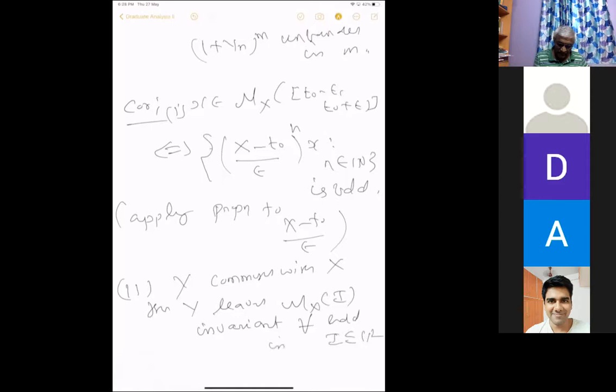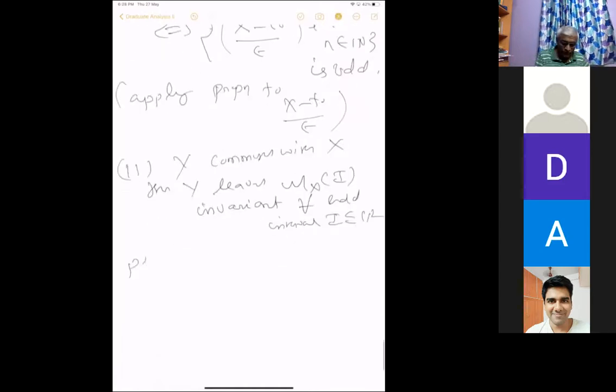Okay, fine. So proof. So y commutes with x. First thing is, we have to prove x is in mxi. First, let us prove it for closed interval. Then we will come to open interval, half closed interval. Although this interval is any interval, closed or open or whatever.